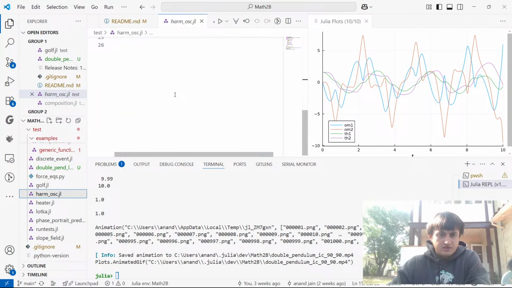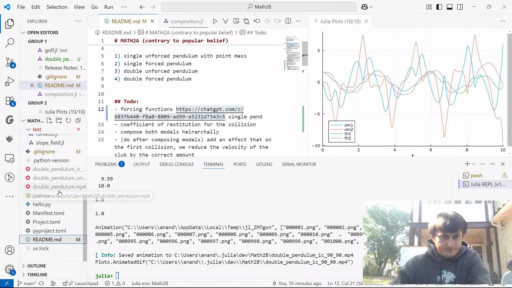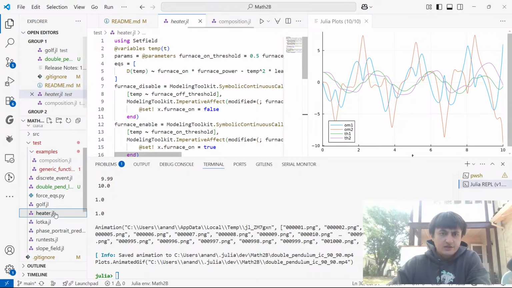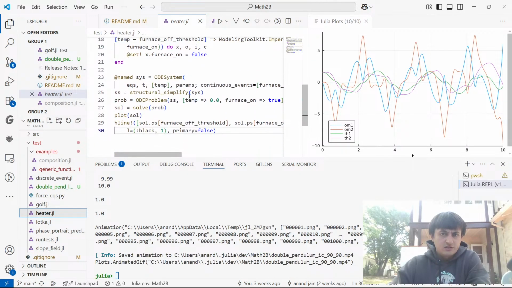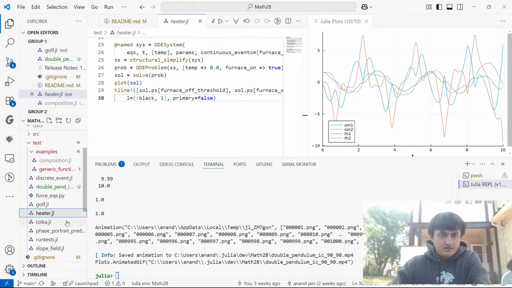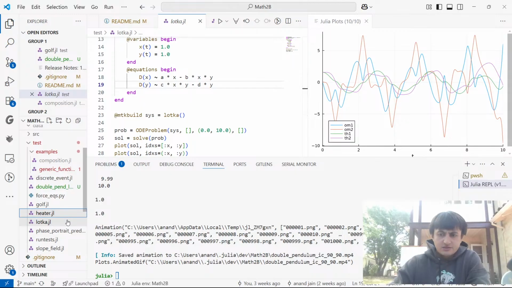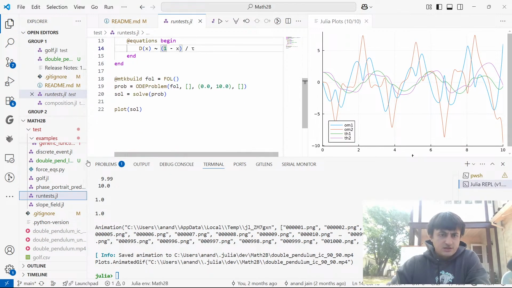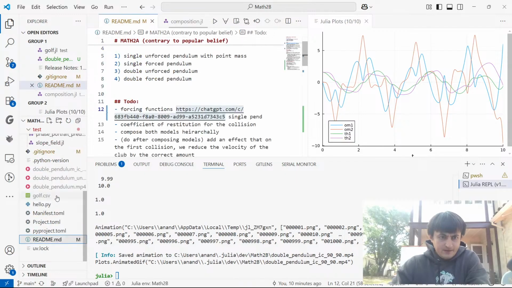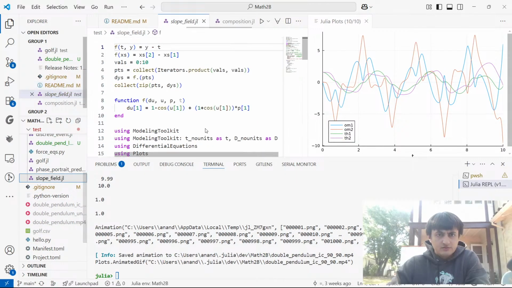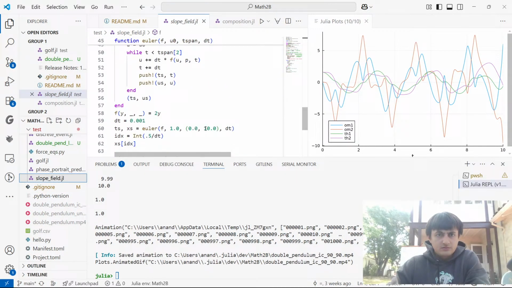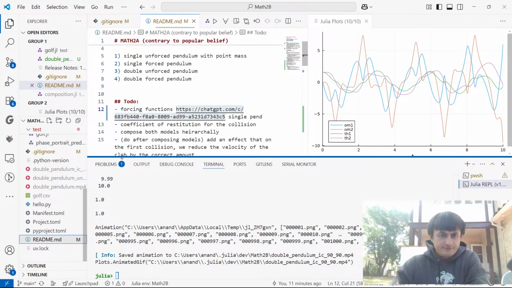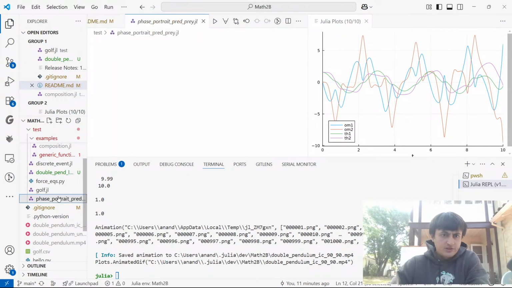Harmonic oscillator, let's delete that. Heater, what is heater? Let's delete that. Lotka, let's delete this. Run test, let's delete that. Slope field, let's delete that. It's all in the commit history, so I don't really care.